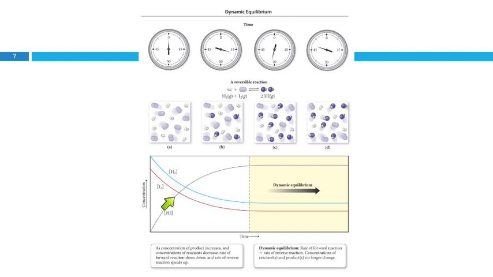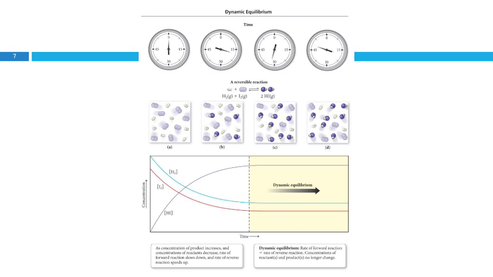Does that make sense? So the rate of the forward reaction is going to get slower and slower. The rate of the reverse reaction is going to get higher and higher. At some point, those rates are going to be the same. And so we have forward reaction and reverse reaction happening at the same rate, and the result is that now the concentrations are not changing. They're staying the same. Does that mean that nothing is happening?